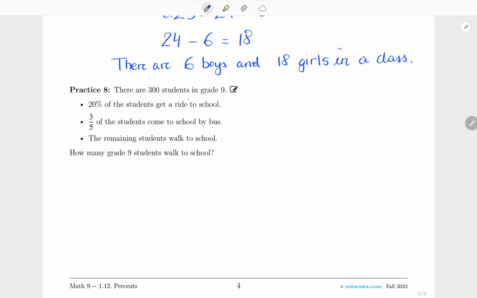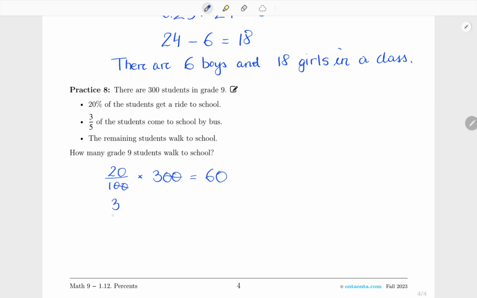There are 300 students in grade 9. 20% of the students get a ride, 3/5 of the students come to school by bus, and the remaining students walk to school. We want to find how many grade 9 students walk to school. Let's first find 20% of students who get a ride. 20% is 20 out of 100 times the number of students. Let's divide by 100. We get 20 times 3, so 60 students get a ride.